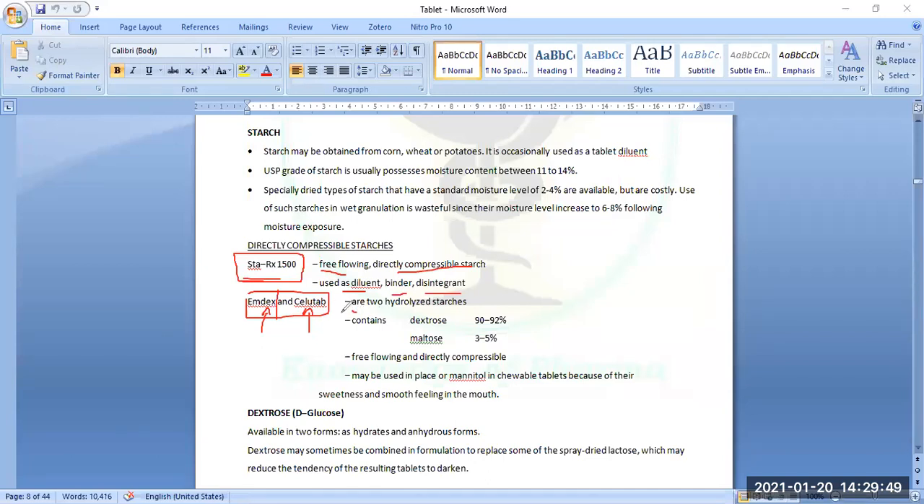Okay. Emdex, Exutab or Cellutab are a combination of dextrose and maltose. Dextrose is 90 to 92 percent, and maltose is 3 to 5 percent. It is also a free flowing and directly compressible diluent, which may be used in place of mannitol in chewable tablets for sweetness and a smooth feeling in the mouth.